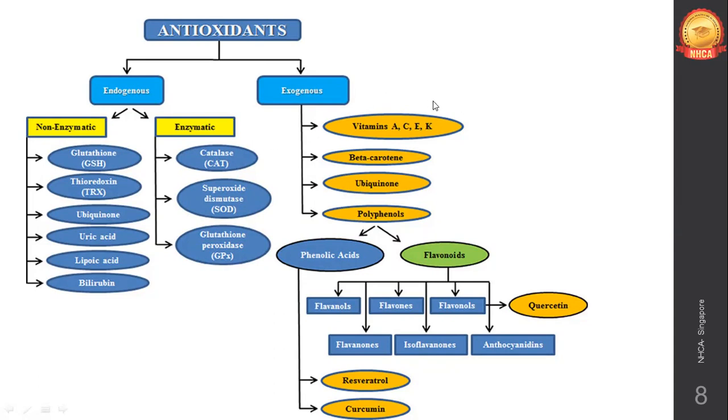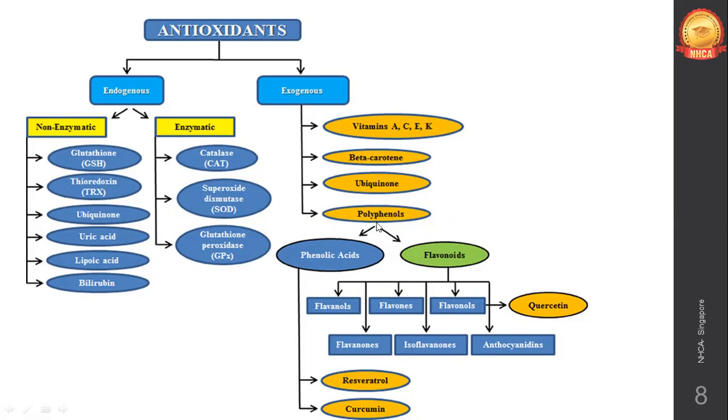Now coming to the exogenous sources. These are food sources, supplementation, etc., through which antioxidants can be put inside your body. So food which is rich in vitamin A, C, E, and K naturally has antioxidant effects in your body. Beta carotene, which is a plant source of vitamin A. Ubiquinone, which you can get from food as well, including non-vegetarian food.